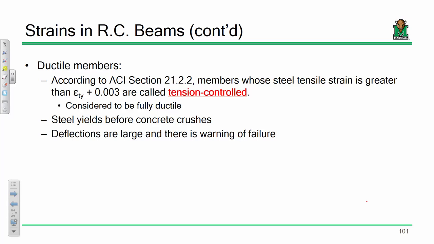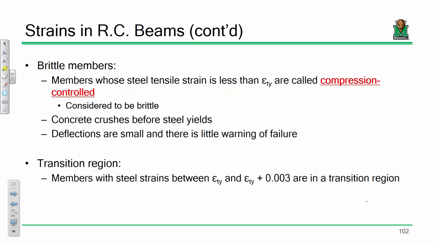So in reinforced concrete land, when I say a beam is tension controlled, what I'm saying is that it's governed by the behavior of the steel. The steel is going to yield well before the concrete crushes, okay? And so that's what we want. We want elements to be tension controlled. Compression controlled members are when the concrete fails first, okay?